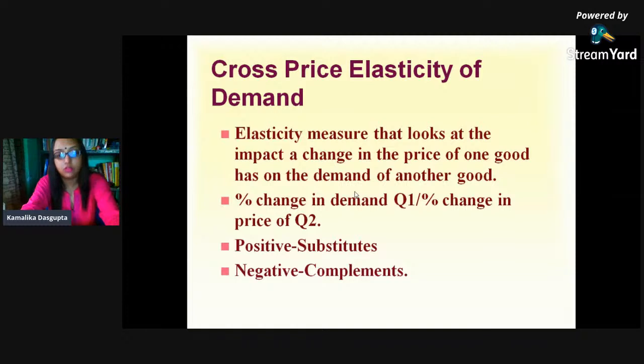And if the two commodities are complements, for example, X is tea and Y is sugar, then what is going to happen? If the price of Y increases, then demand for tea is also going to go down. So, if the two commodities are jointly consumed, that is, they are complements, then the cross price elasticity of demand is negative. The value of cross price elasticity of demand is negative.